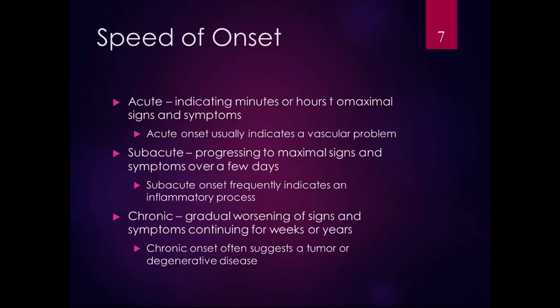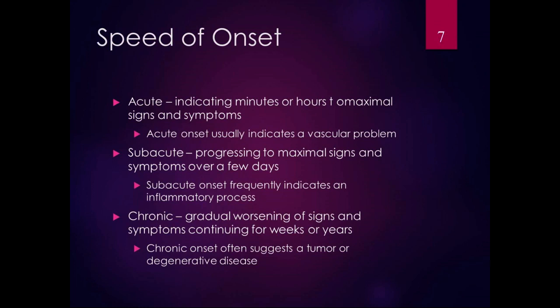Subacute takes a few days to progress to maximal signs and symptoms. So subacute onset frequently indicates an inflammatory process like an infection. That's the example I'm giving you. Chronic is gradually worsening signs and symptoms continuing for weeks or years. So chronic onset often suggests a tumor or degenerative disease. So it's something that is going on over time. It's not a fast process. It's long term. So you can think of it in terms of time.